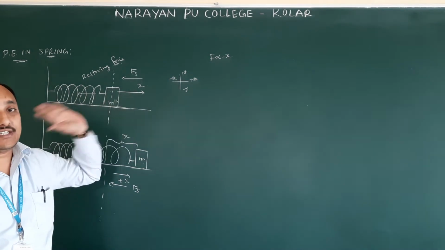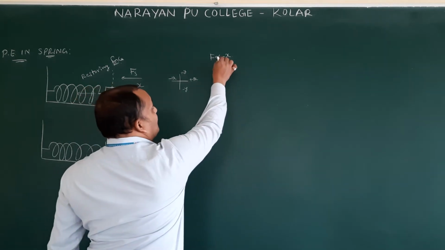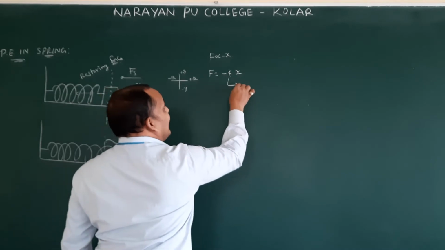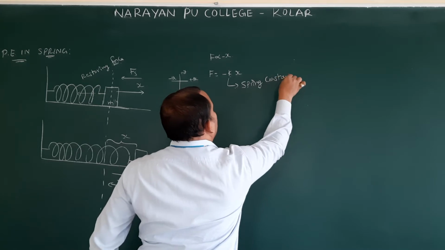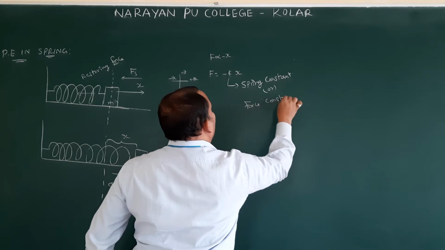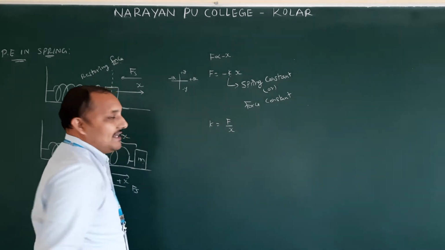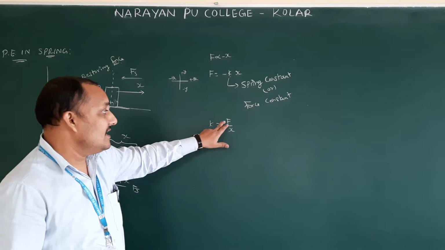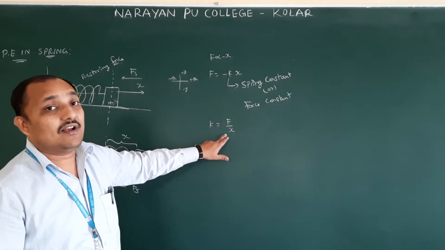So this is about elongation. Now I will talk about compression, but both are quite opposite. If you want to remove this proportionality, we write one constant. The constant we will call K. So what is K here? The spring constant or force constant. Then K is equal to F by x. The definition of spring constant or force constant: restoring force per unit elongation.